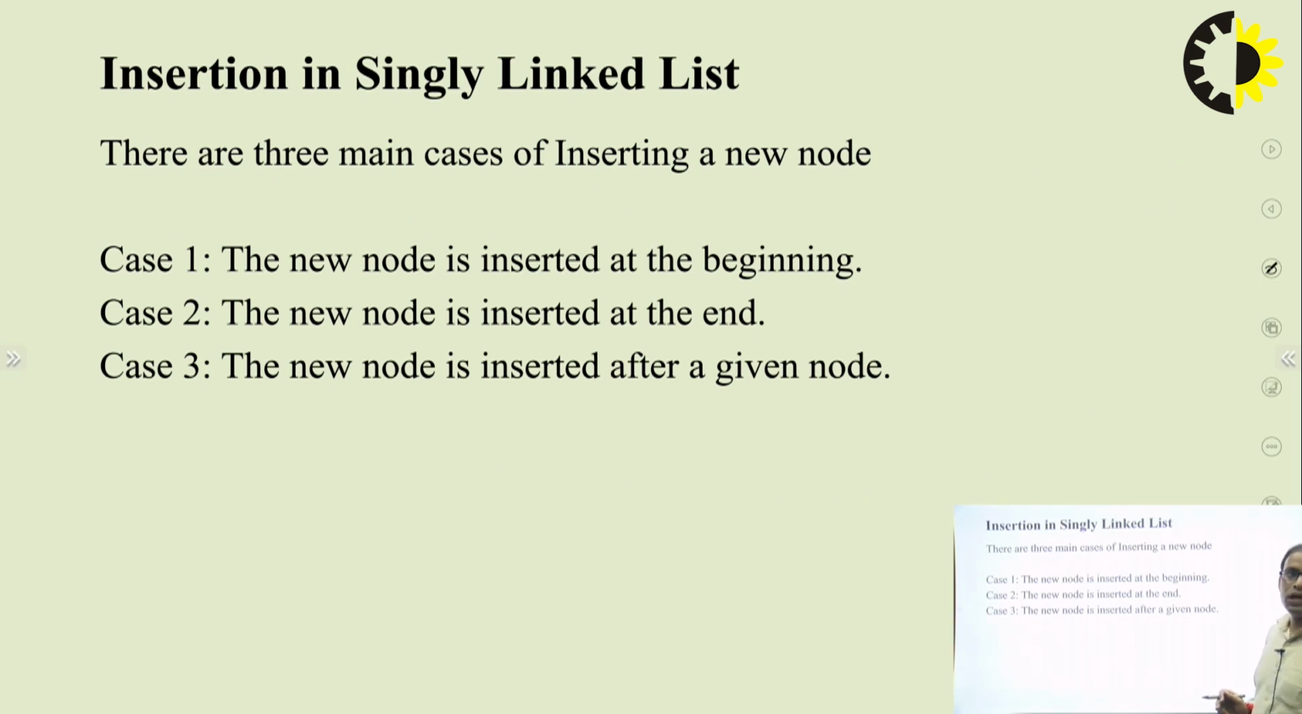So let's start with the introduction of insertion in a single linked list. In a single linked list, when we have to insert a new data item, or add a new node, there may basically be three cases. First, we want to insert the new node at the beginning. Case 2, we want to insert the new node at the end of the linked list. And case 3, we want to insert the new node after a given node. So there are three cases for insertion in a single linked list.